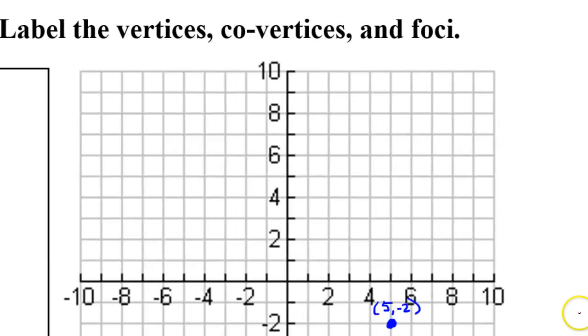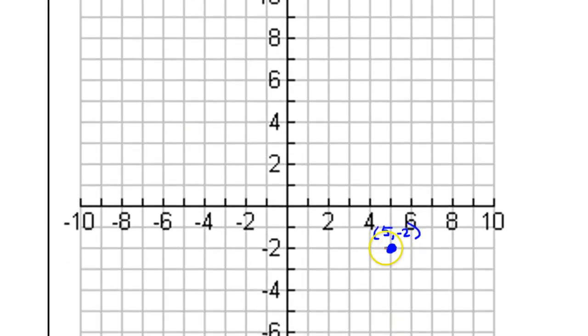Okay, so starting at the center, I'm going to go 3 to the right, and I'm going to go 3 to the left. These are my vertices. So you see, I'm at 2, comma, negative 2, and 8, comma, negative 2. Those are the vertices.